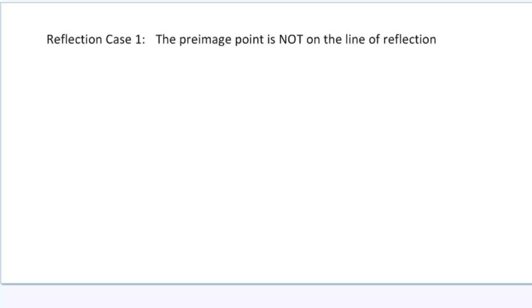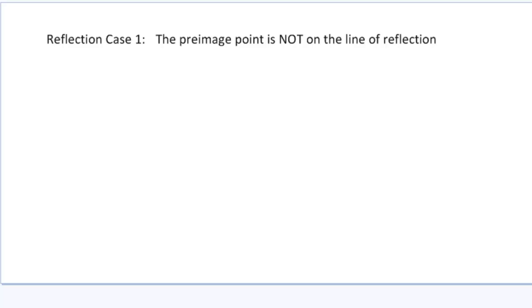So there's a couple different situations you can have when reflecting a point. More often than not, the pre-image point is not actually going to be on the line of reflection. Much like how when you look into a mirror, you are not usually on the mirror, unless you're doing something weird that we really don't want to get into at this point. But generally, you're going to see the pre-image point has some distance between itself and the line of reflection.